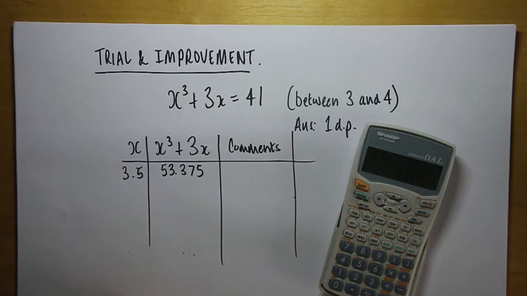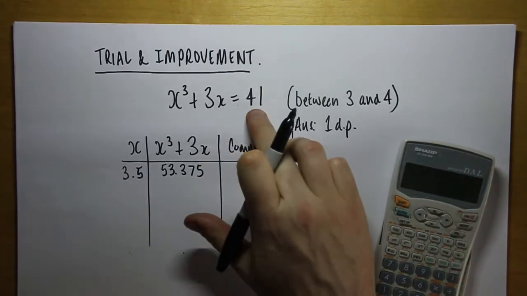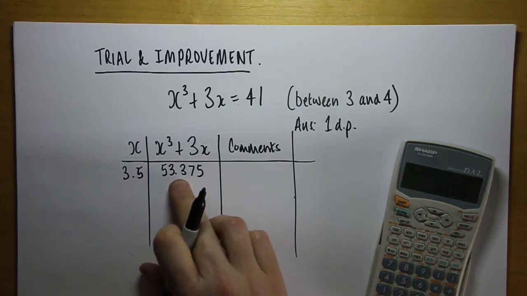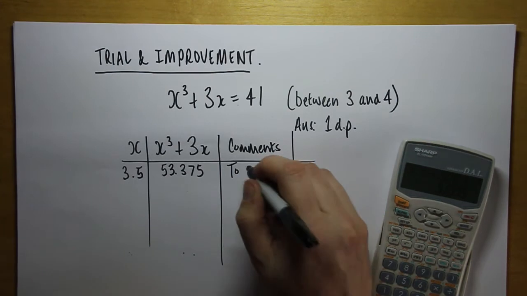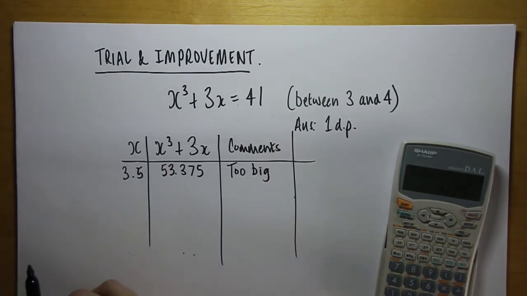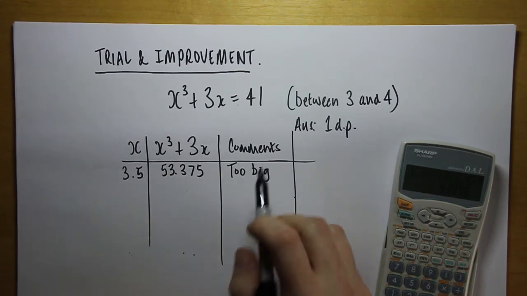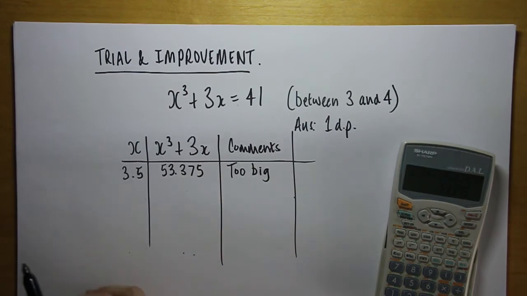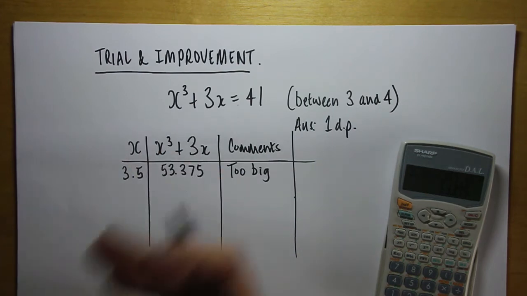53.375. We compare that with the answer up top, and we can see that this is too big. So we will just write in our comments column that our answer is too big, or too large, or too high, whatever you prefer. This tells us that our guess for x, that figure's too big. We already know it's between 3 and 4 and it's lower than 3.5. So it's going to be 3.1, 3.2, 3.3 or so.